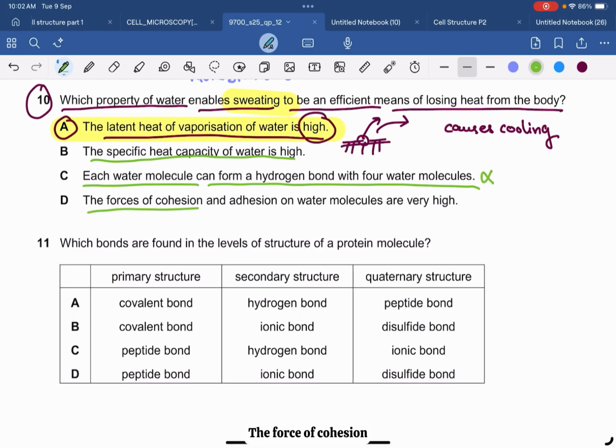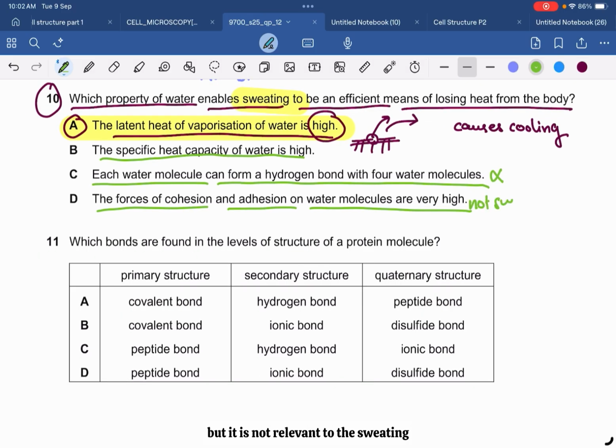The force of cohesion and adhesion on the water molecules are very high. This is correct, yes, the force of cohesion and adhesion on water molecules are very high, but it is not relevant to the sweating. It may explain the water transport in the xylem, but it is not relevant to the sweating. So this is also eliminated. So that's why we have selected the best option A as our correct answer.